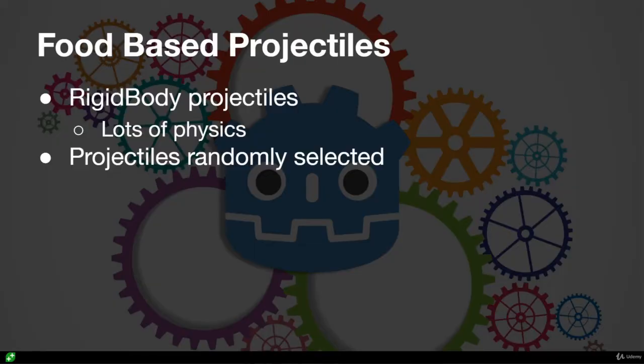I want lots of physics. We want things to be pushed out the way. We want things bouncing and ricocheting. I think it's going to be a lot of fun. And we're going to have our projectiles randomly selected, but that's coming later. First, let's just get something firing.